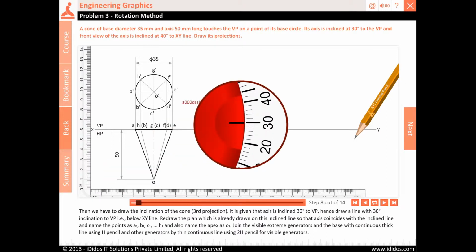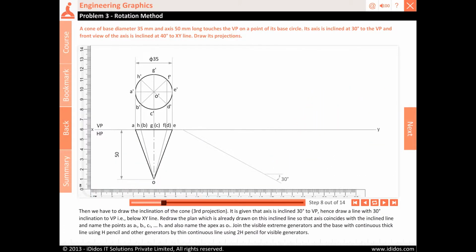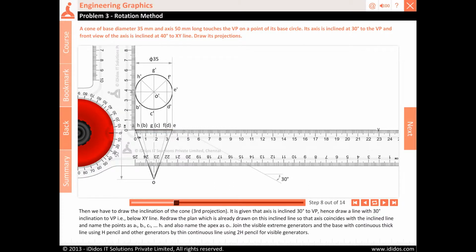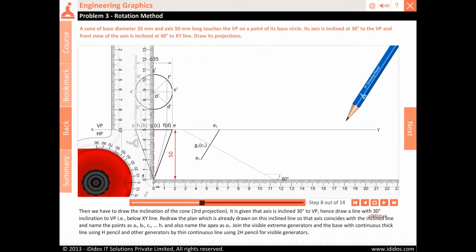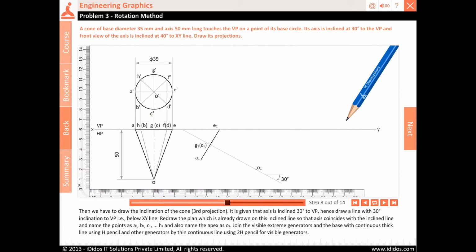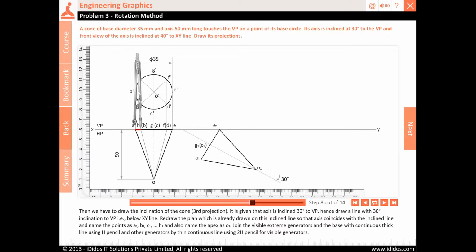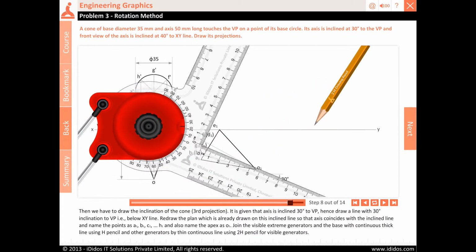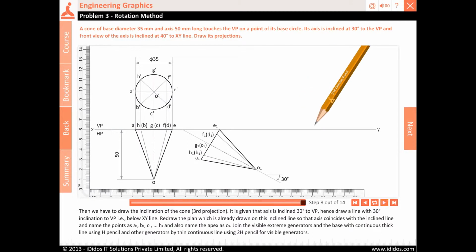Then we have to draw the inclination of the cone, third projection. It is given that axis is inclined 30 degrees to VP. Hence, draw a line with 30 degree inclination to VP, that is, below XY line. Redraw the plan which is already drawn on this inclined line so that axis coincides with the inclined line and name the points as A1, B1, C1, D1, E1, F1, G1 and H1 and also name the apex as O1. Join the visible extreme generators and the base with continuous thick line using H pencil and other generators by thin continuous line using 2H pencil for visible generators.